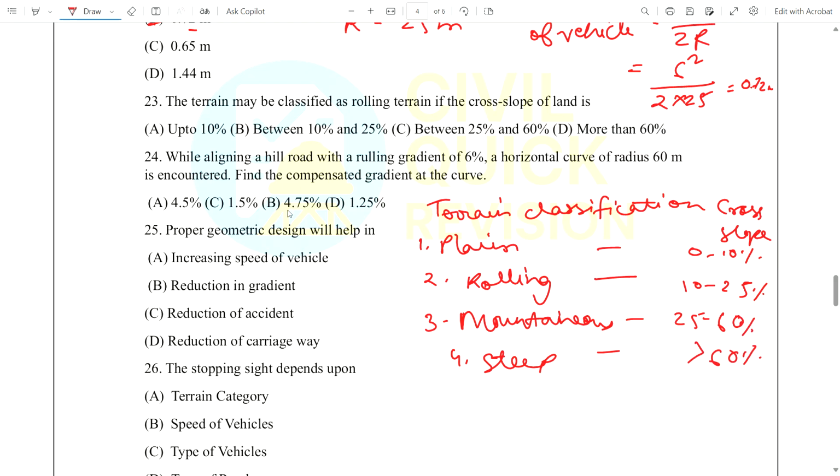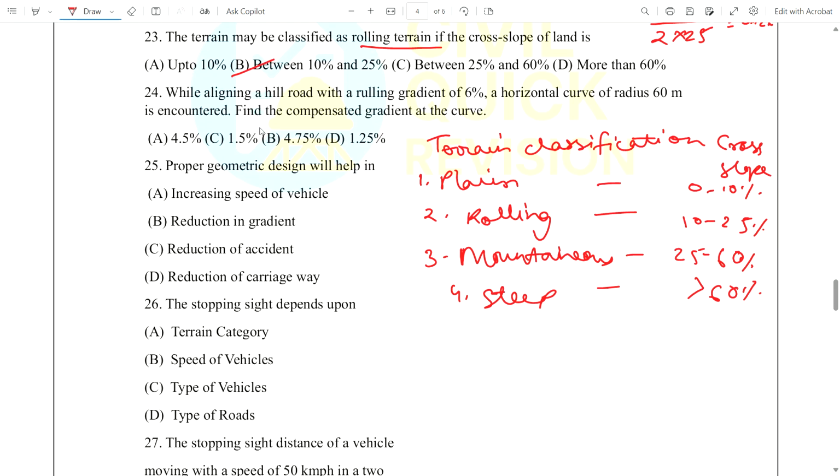Our question asked us what? For rolling terrain, it's 10 to 25%. So the answer will be B, 10 to 25%. Now coming to question 24.